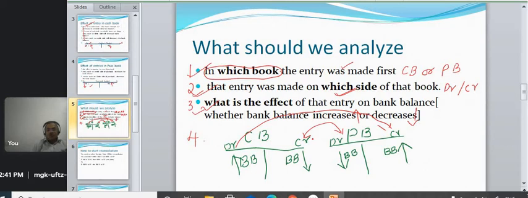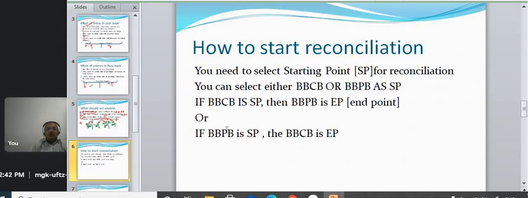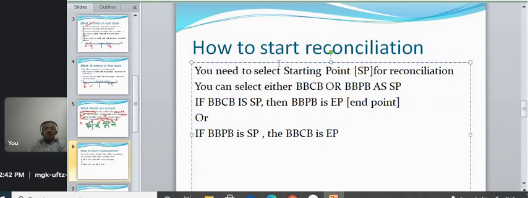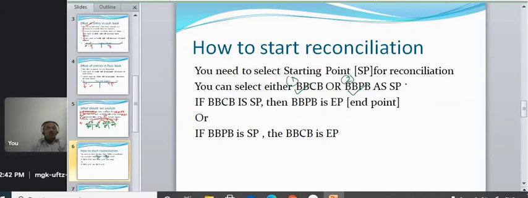Once you do this much of ground operation on the chapter, you're almost ready to solve the problem and you need one more tip. Now, after analyzing in which book it is made, on which side it is made, and what is the effect, once you understand, then you have to go for reconciliation. Now, we know there are two bank balances. One is the bank balance as per cash book, the other one is the bank balance as per passbook. One of these two should be taken as a starting point.